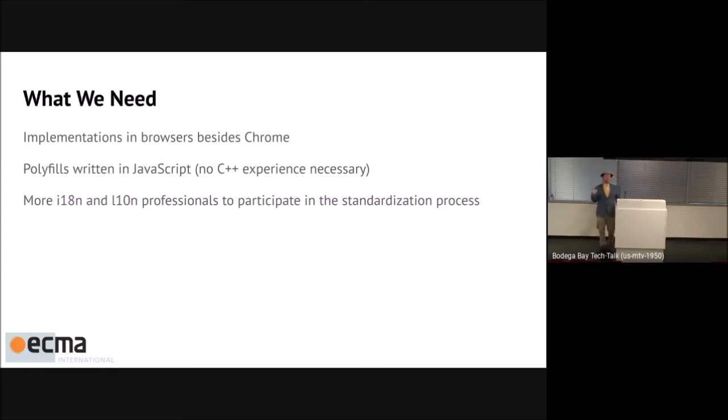Another thing that we need is, we have the standardization process, and we have some L10N and I18N professionals who participate in the standardization process regularly. However, that number could be larger. Everyone has different experiences in this industry and knows different things, and we have a subset of expertise that goes into building these, but the more input we can get on these features while they're being developed, the better. The way we work is on GitHub, and every one of these features has a GitHub repository. I can actually show you that.